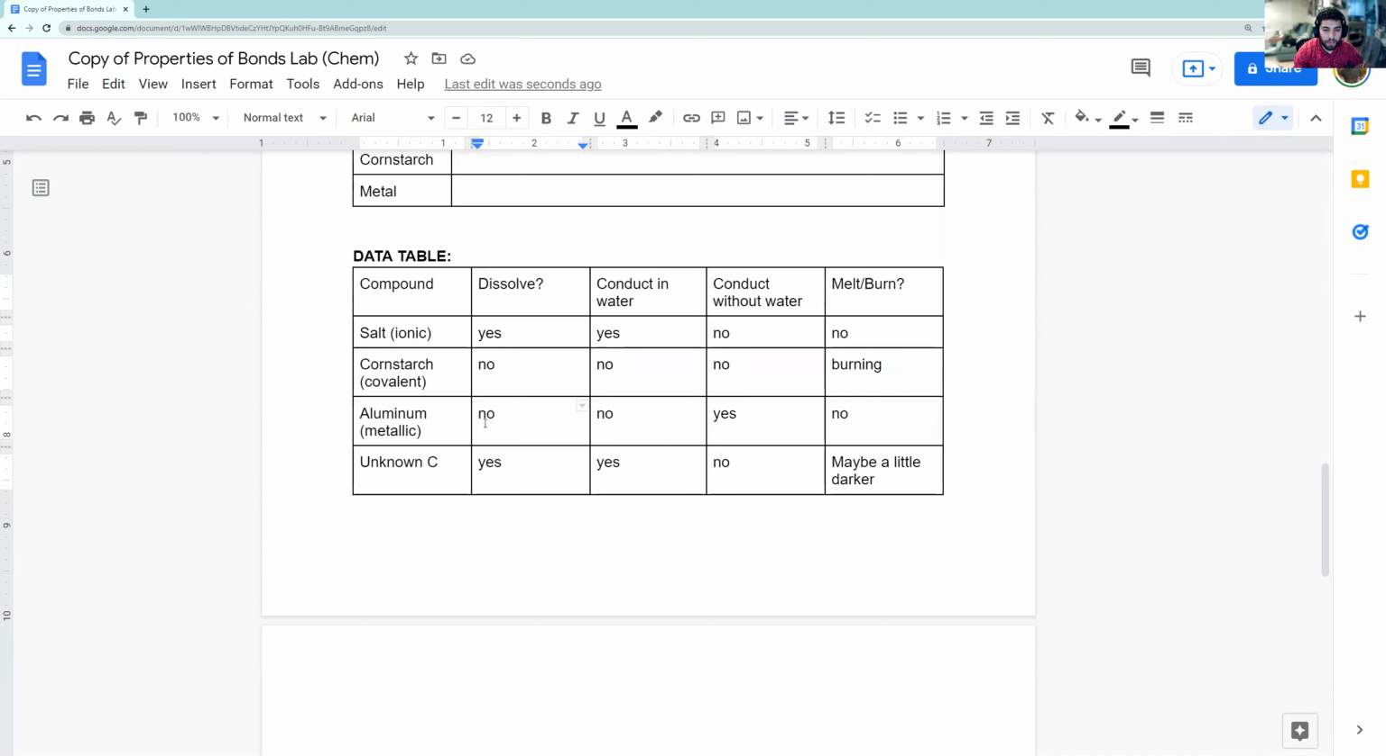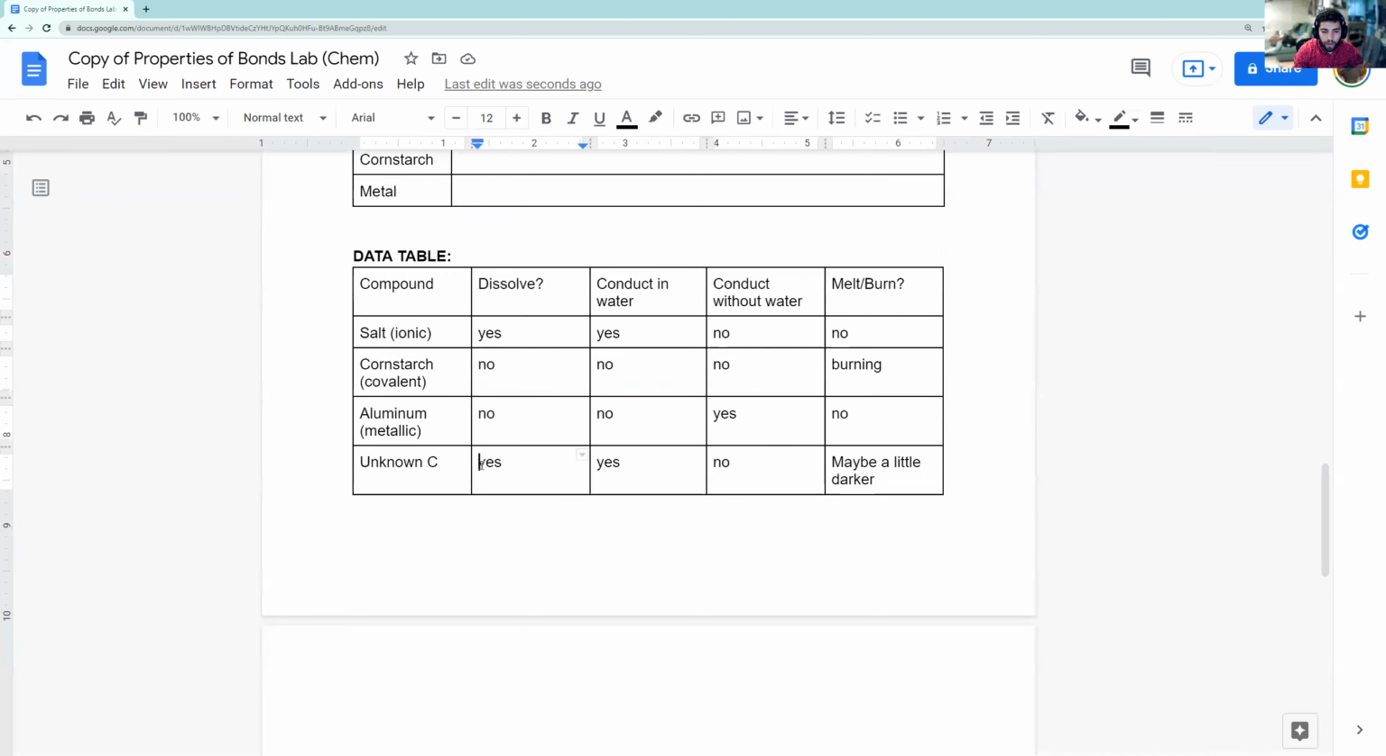If we take metallic bonds based off aluminum, we expect it not to dissolve, not to conduct in the water. And by that, I mean the water solution with aluminum does not conduct. Of course, if you touch the piece of aluminum inside the water, that will conduct because that's the same as conducting outside of water. As for melting and burning, we expect nothing to really happen.